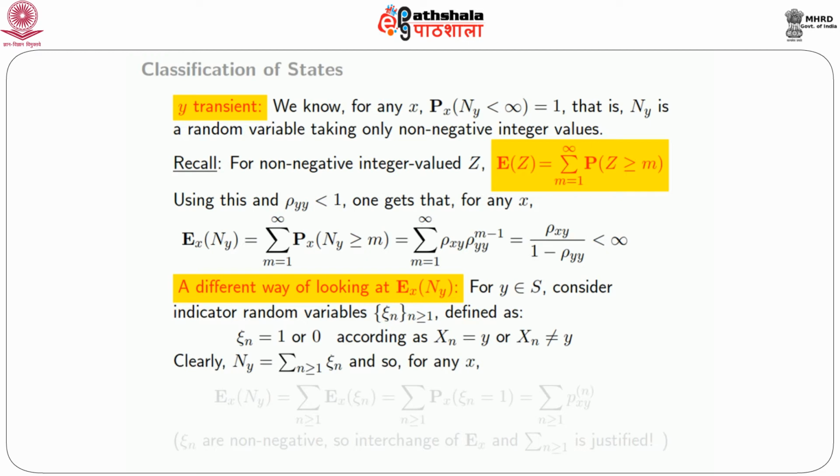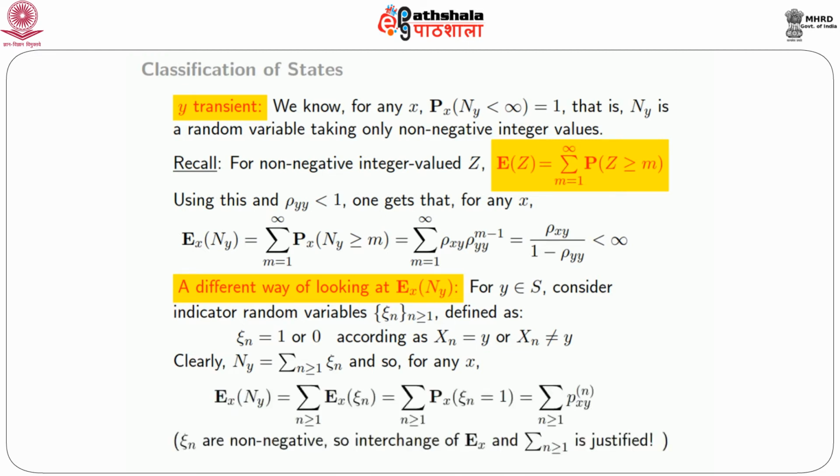Clearly, if I add these indicator random variables over all n greater than or equal to 1, I end up adding the number of visits to y. Each time X_n is y, I add 1. So when I take the full sum, I end up getting the total number of visits to y, which is N_y. So N_y is that sum.